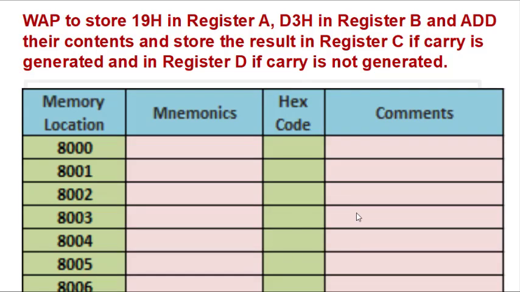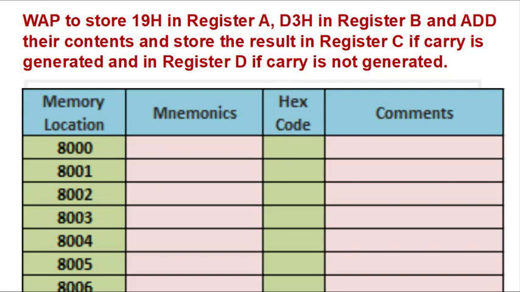Now let us do one program which is based on the jump instruction. Write a program to store 19H in register A and D3H in register B, add their contents, and store the result in register C if carry is generated, and in register D if carry is not generated. So we need to add these two numbers and store the result in C if carry is generated and in D if not. Let us see how we can do this.